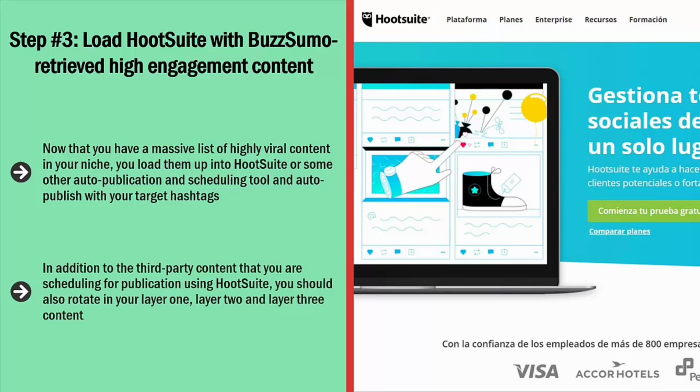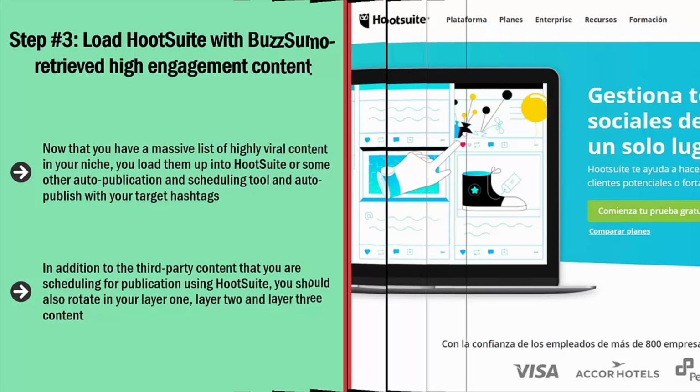In addition to the third-party content that you are scheduling for publication using Hootsuite, you should also rotate in your Layer 1, Layer 2, and Layer 3 content. Use a link shortener service like bit.ly. For each of these tweets, rotate among your target hashtags.